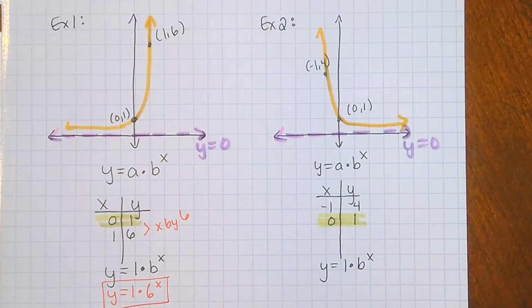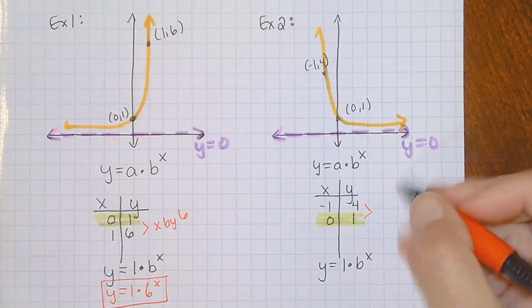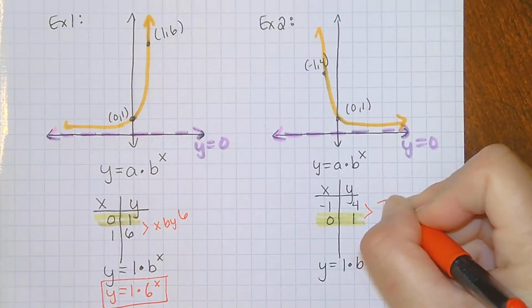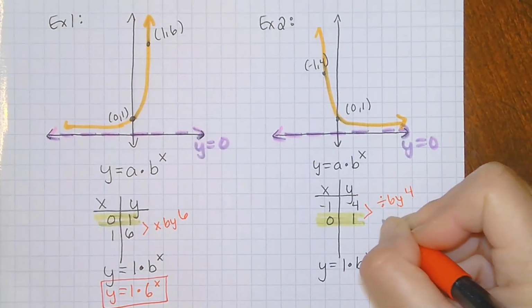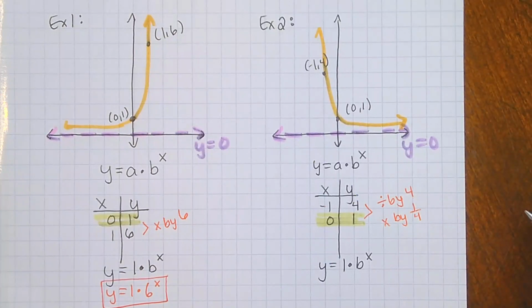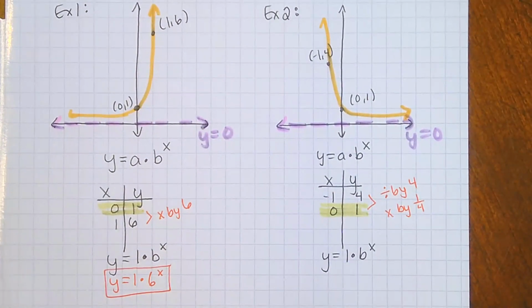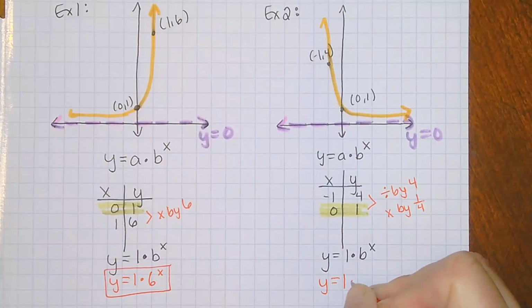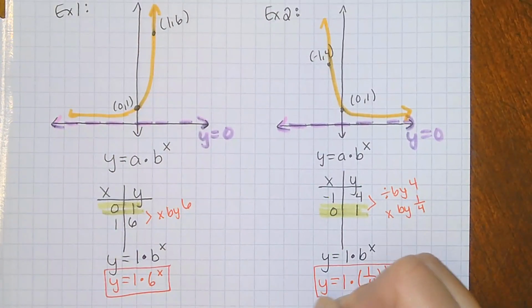Then I need to figure out what I am multiplying by to get from here to here. So I was at 4 and now I'm at 1. So I am dividing by 4, which is the same as multiplying by 1/4. So my b is going to be 1/4. So my equation is going to be y equal 1 times 1/4 to the power x.